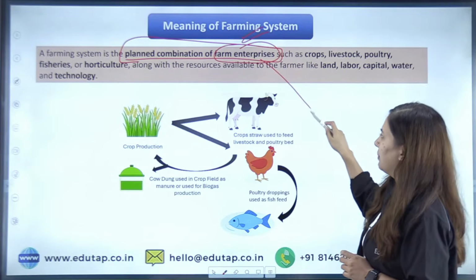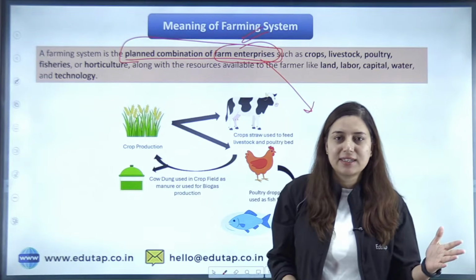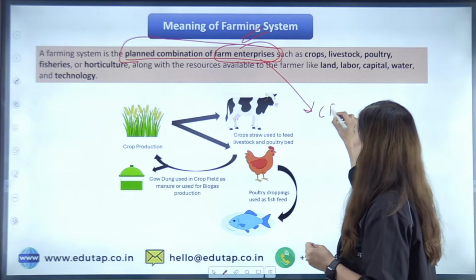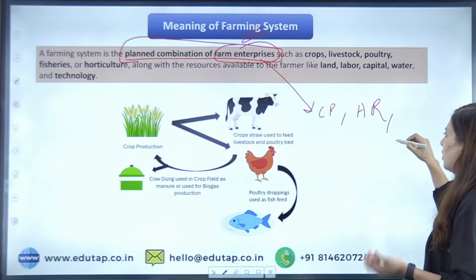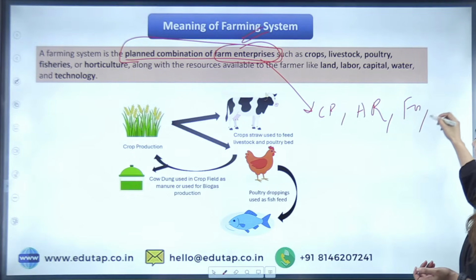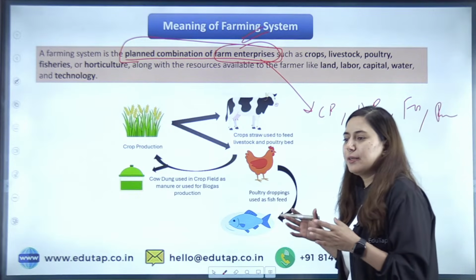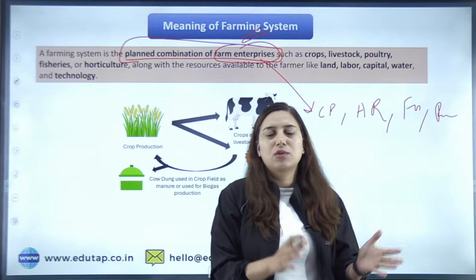Here we have to understand the meaning of farm enterprise first. What is a farm enterprise? In agriculture, there are different activities that a farmer is doing. Farmer is doing crop production. Farmer is doing animal rearing. Farmer is also doing forestry or poultry. So there are different activities that are done under agriculture. As we know, it's not just about crop production, right?